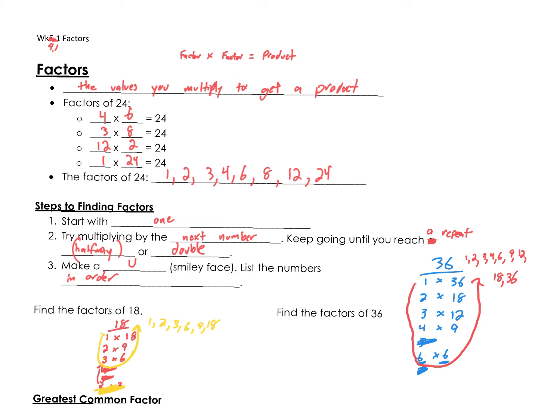Those are all of my factors of 36. Notice this time we have an odd number, because of what I said earlier: if we have a perfect square, 6 times 6 was 36, we'll have an odd number of factors. All right, so that's factoring.